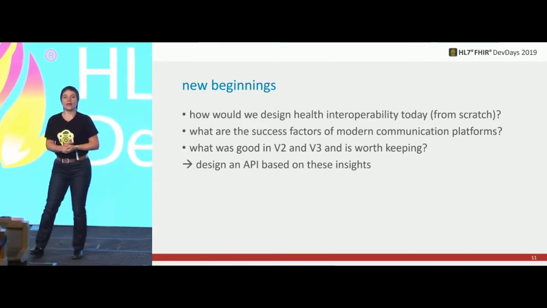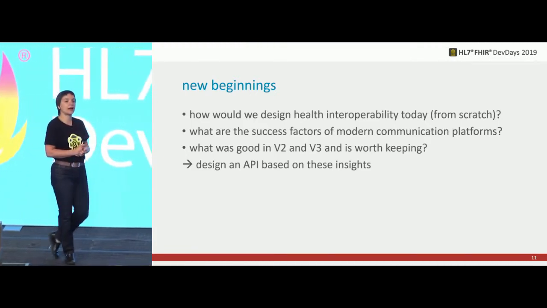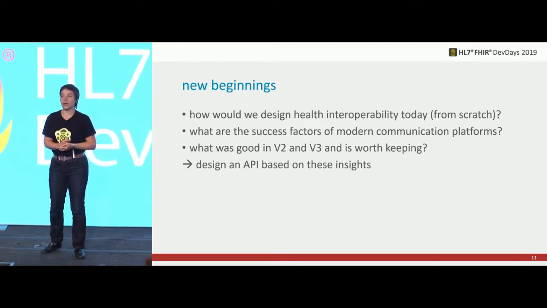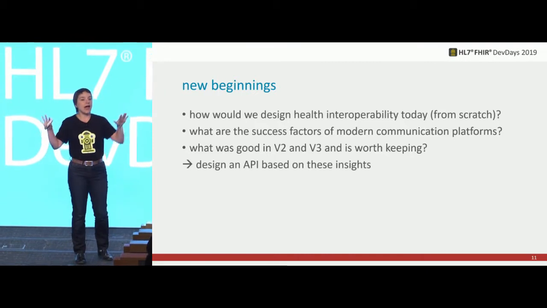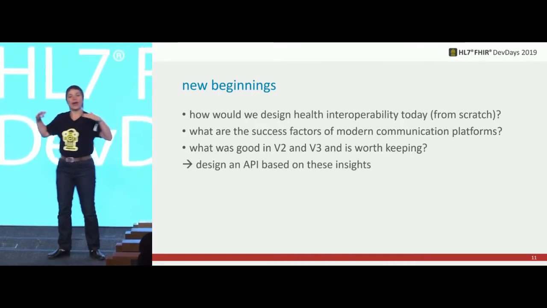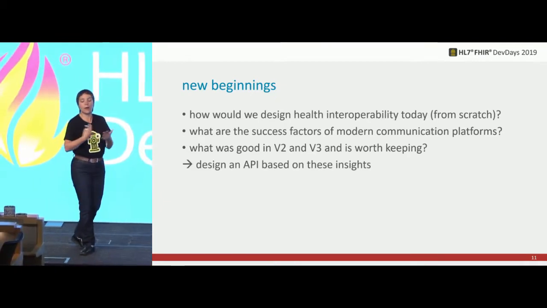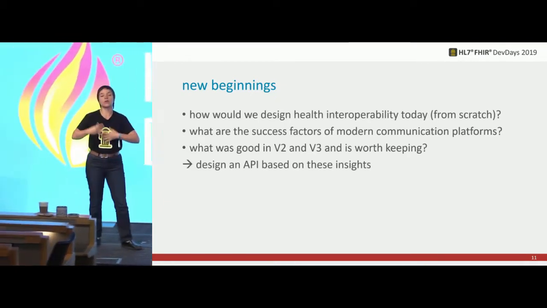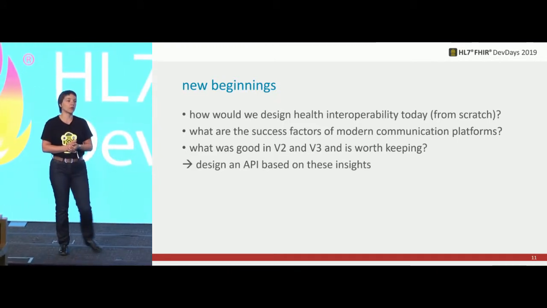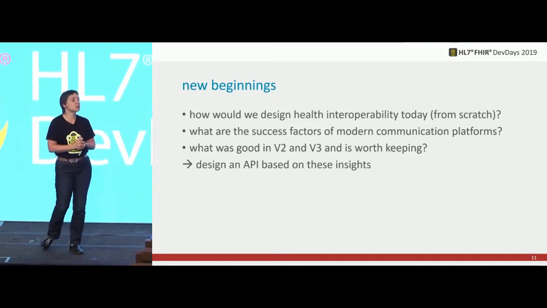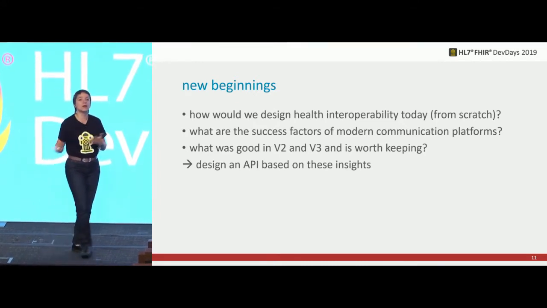So the new beginning was to think, okay, how would we design a healthcare interoperability standard if we had to do it from scratch? Assuming that there was nothing around, how would we do it with everything that we have learned, everything that we know today about web-based technologies? So they were looking for success factors in modern communication platforms. And modern communication platforms that are very successful in integration are, for example, Twitter or Facebook.